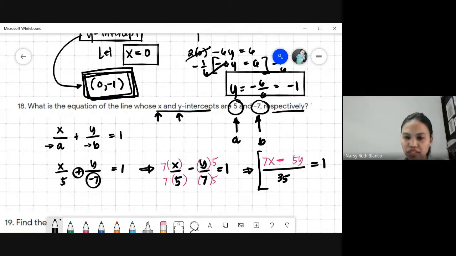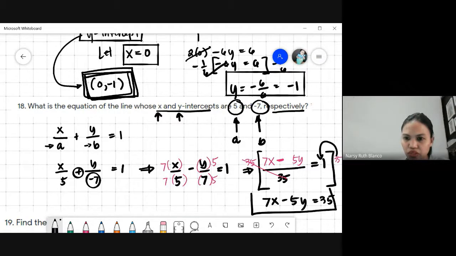Ayan, let's get rid now of 35. We use multiplication property of equality. Multiply 35 to both sides of our equation. We would now get 7x minus 5y equals 35. Multiply natin, 1 times 35 is 35. Hanapin nyo to sa choices mamaya.